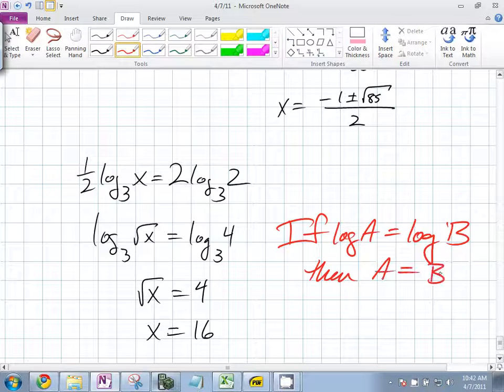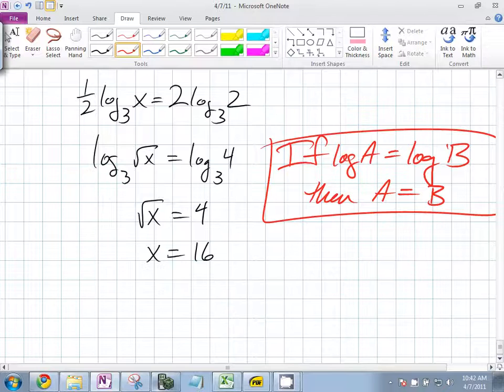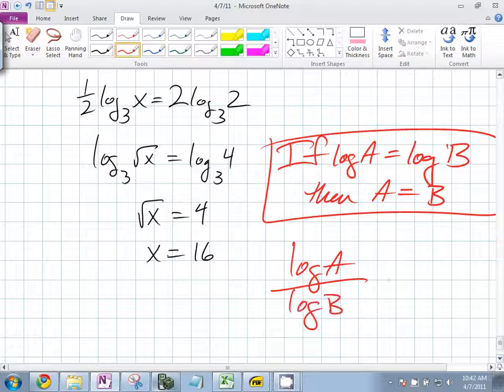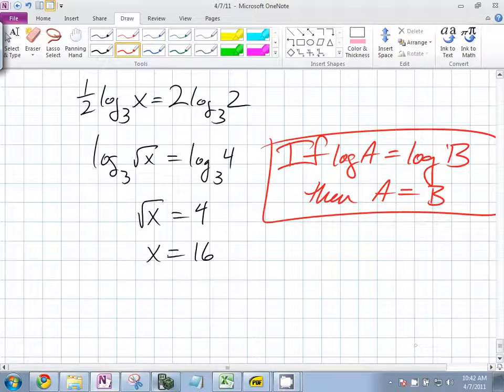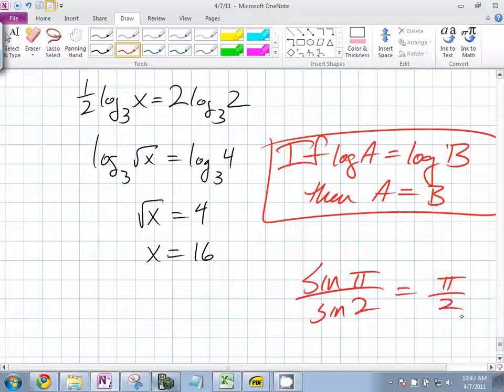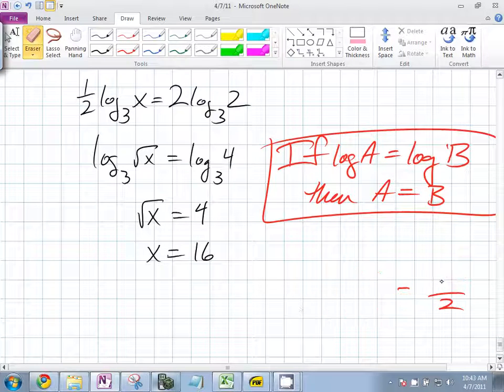Why is that important? Because some people might do this, like log of A over log of B. They might think that's equal to A over B. Is that correct? Gosh, no. Please don't do that. You can't cancel. Like, can you do this? Sine of pi over sine of 2. Does that equal pi over 2? No. Try to get a nauseous Pavlovian response out of you.